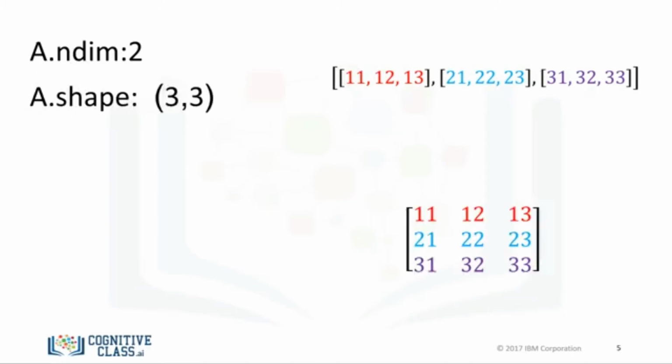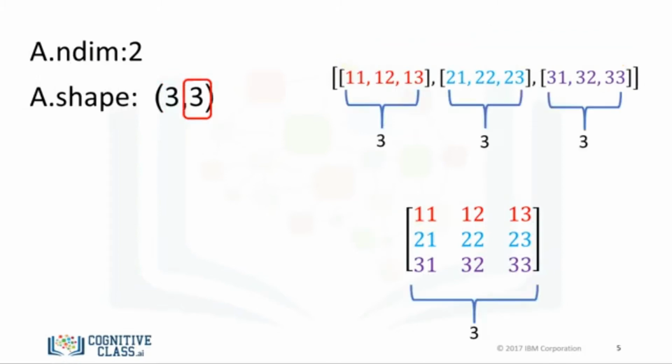It's helpful to use the rectangular representation as well. The first element in the tuple corresponds to the number of nested lists contained in the original list, or the number of rows in the rectangular representation, in this case 3. The second element corresponds to the size of each of the nested lists, or the number of columns in the rectangular array. The convention is to label this axis 0 and this axis 1 as follows.